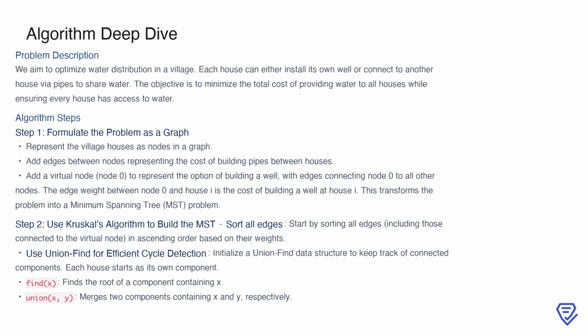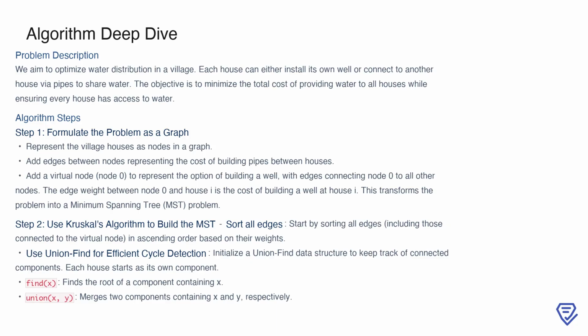To tackle the problem of optimizing water distribution in a village, we first transform it into a graph-based problem. Imagine each house in the village as a node in a graph, and the cost of building pipes between houses as the edges connecting these nodes. Additionally, we introduce a virtual node, labeled as node 0, to represent the option of building a well at each house. This virtual node connects to every other node, with the edge weight equal to the individual cost of building a well at that house.